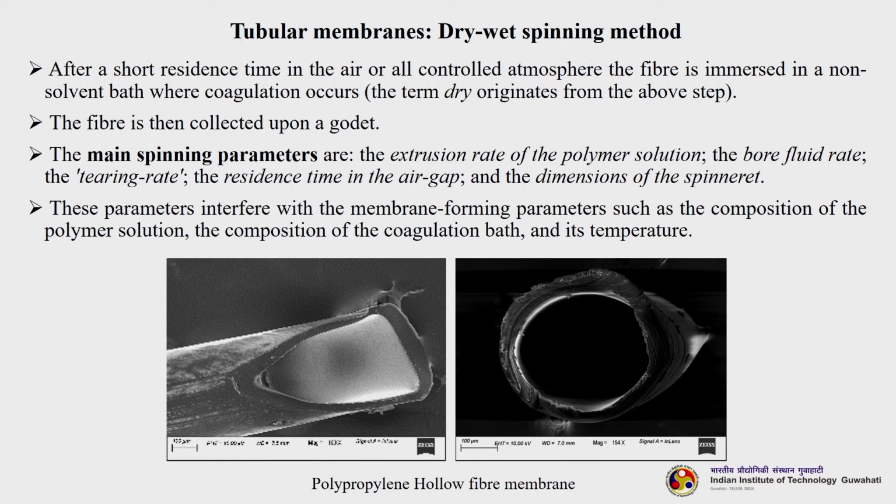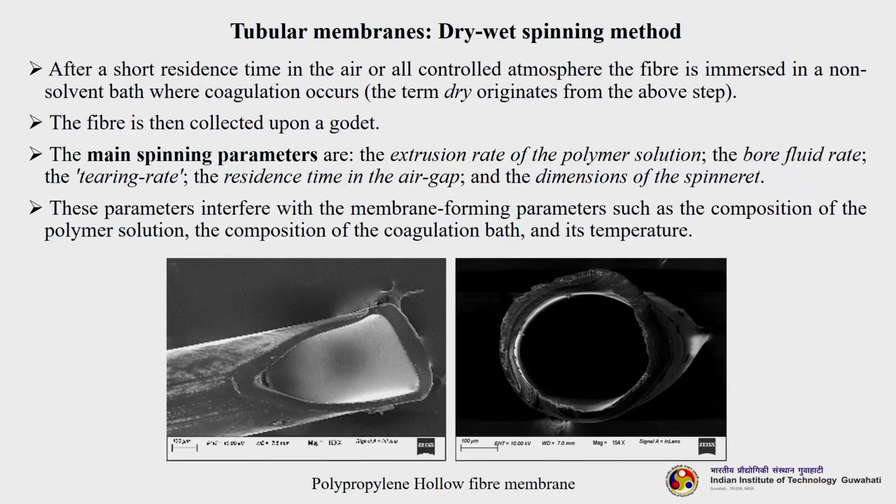The main spinning parameters are the extrusion rate of the polymer solution, at what rate the extrusion is happening through the spinneret, the bore fluid rate, the take-up rate, the residence time in the air gap, okay, and the dimensions of the spinneret. So, these are the parameters which can all be optimized to produce a particular tailor-made membrane. So, these parameters interact with the membrane forming parameters such as the composition of the polymer solution, the composition of the coagulation bath and its temperature.